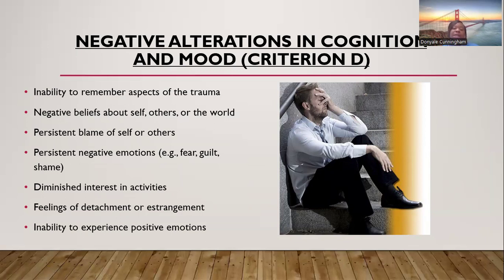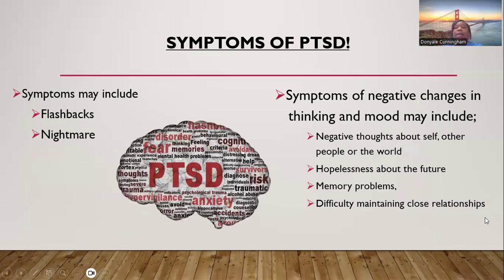Now, there is also criterion E, which is alterations in arousal and reactivity, in which residents will need to have two or more of the following symptoms of those. And so those are the differences in the criteria related to PTSD. Now let's talk about some symptoms of PTSD. Some symptoms of PTSD may include flashbacks or nightmares.